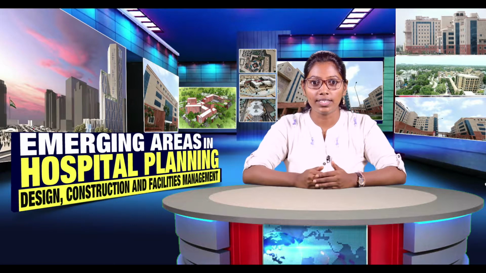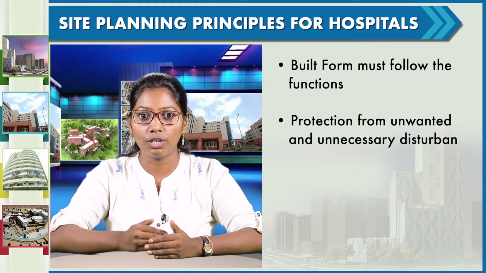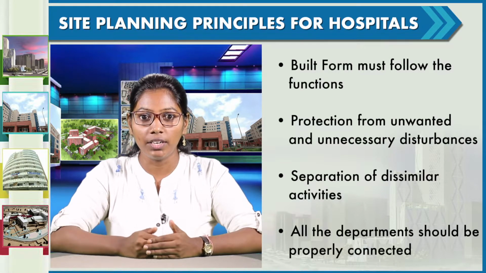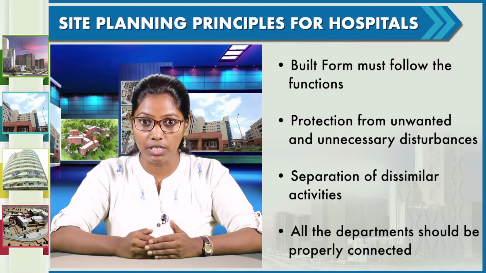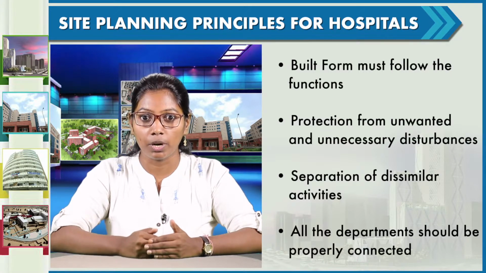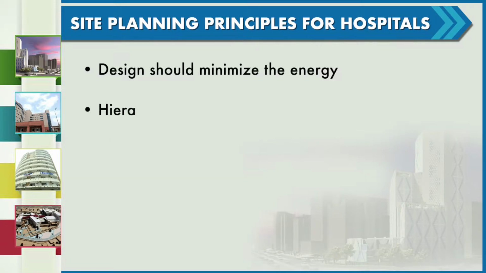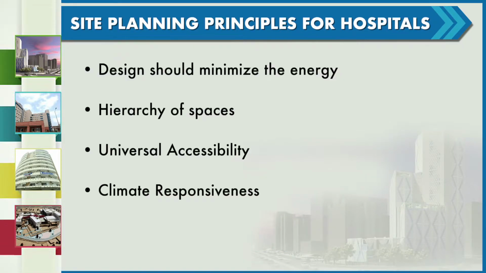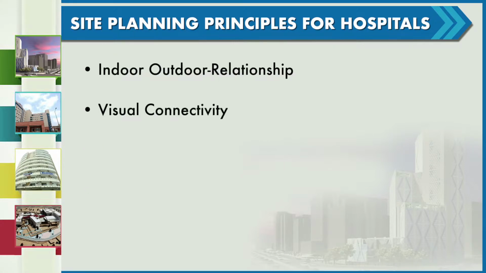Now we'll understand the site planning principles specific to the hospitals. Built form must follow the functions. Protection from unwanted and unnecessary disturbances should be provided. Separation of dissimilar activities. All the departments should be properly connected. Design should minimize the energy consumption. Hierarchy of spaces should be there. Universal accessibility should be provided. Climate responsiveness should be considered in the design. Indoor and outdoor relationship should be considered while designing. Visual connectivity must be provided in the design.